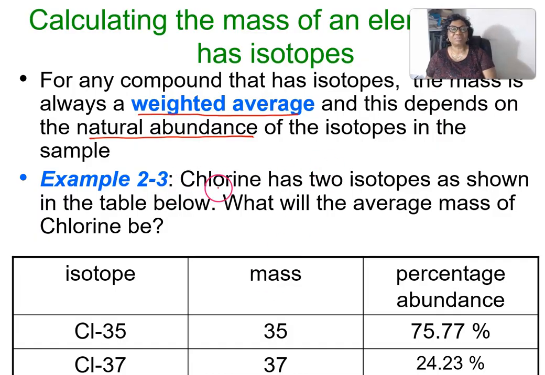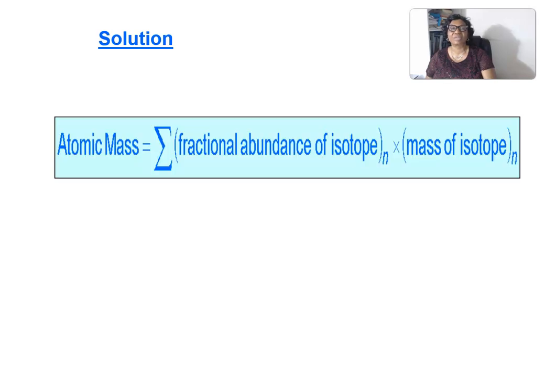For example, chlorine has two isotopes, chlorine-35 and chlorine-37. We have seen their percentage abundance. So let's calculate their atomic mass, the one we see in the periodic table. So this is the formula. The average, we call this the average atomic mass. This is the mass we see in the periodic table.